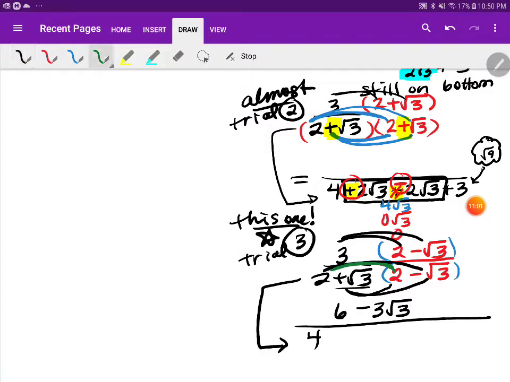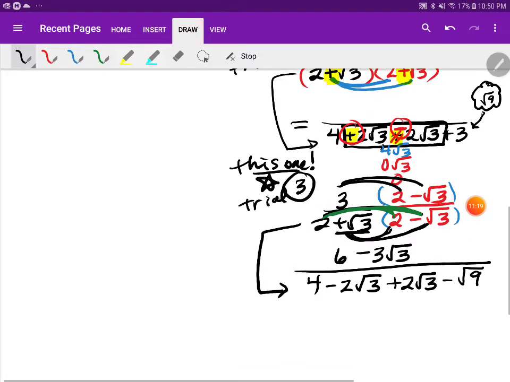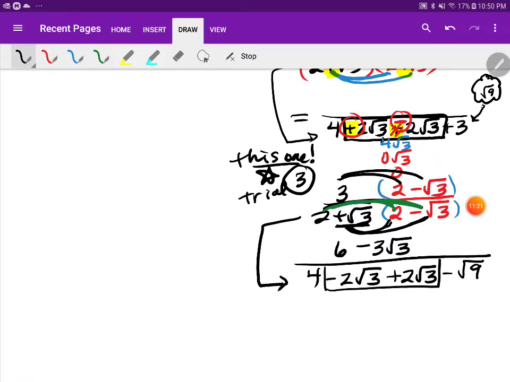And then 2 times negative radical 3 is negative 2 radical 3. Positive radical 3 times 2 is positive 2 radical 3. Positive radical 3 times negative radical 3 is negative radical 9. So these two middle ones are opposite. They're the same numbers, opposite signs. When you add them, you get 0. Which is exciting because that was our whole goal. We don't want any radicals in the denominator.